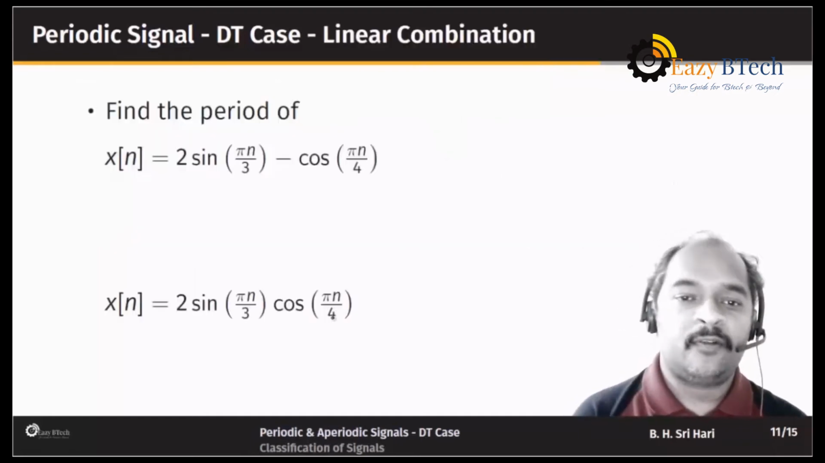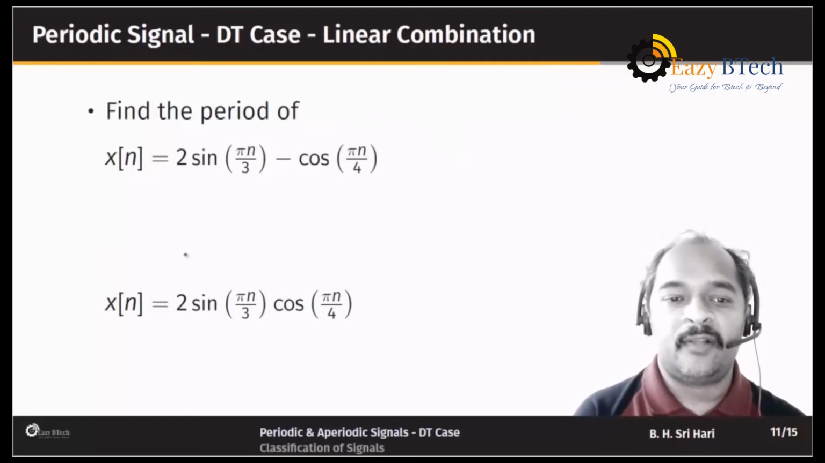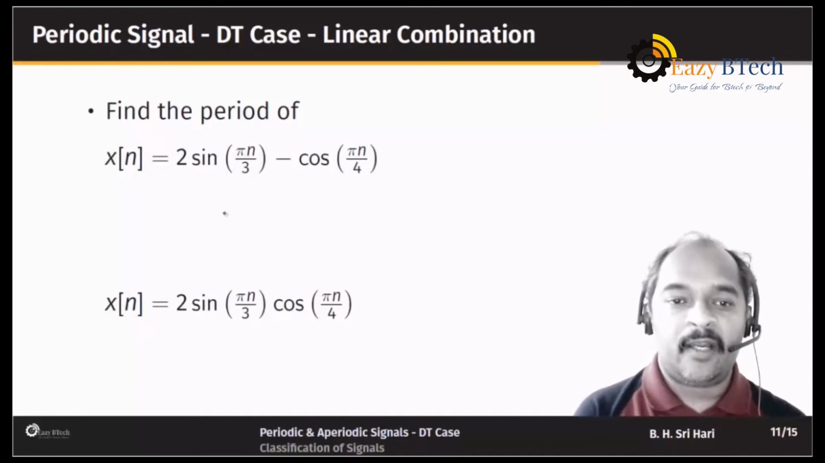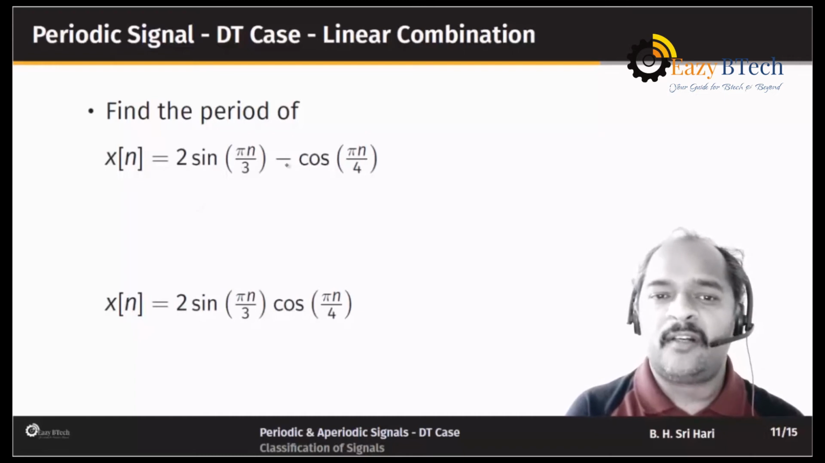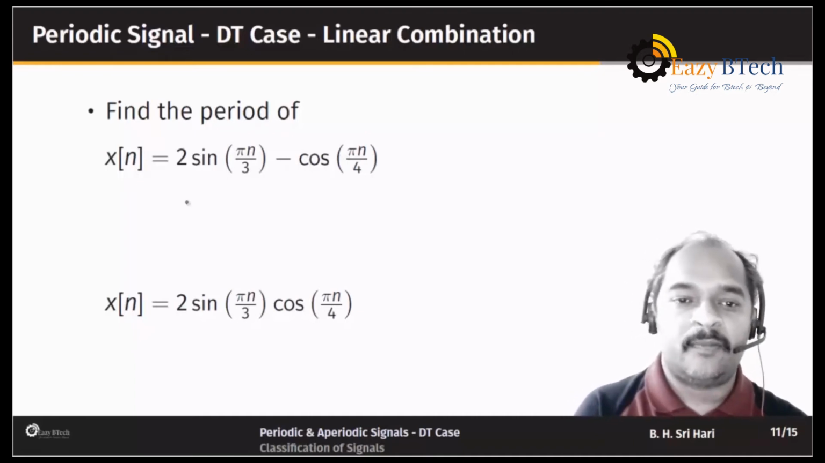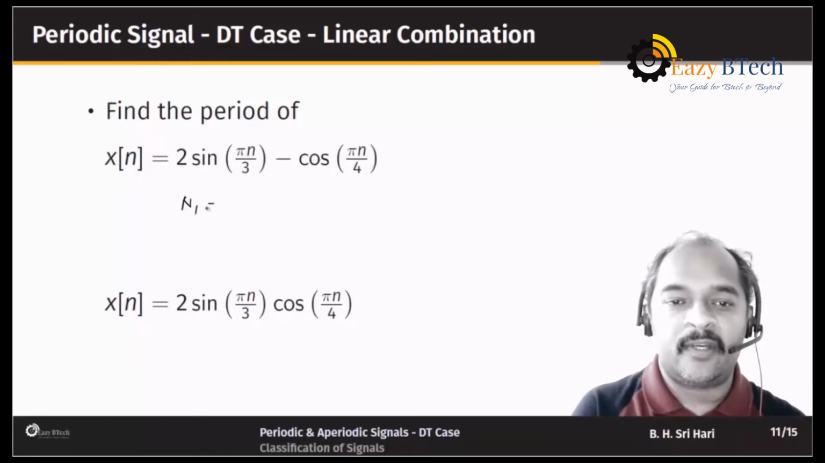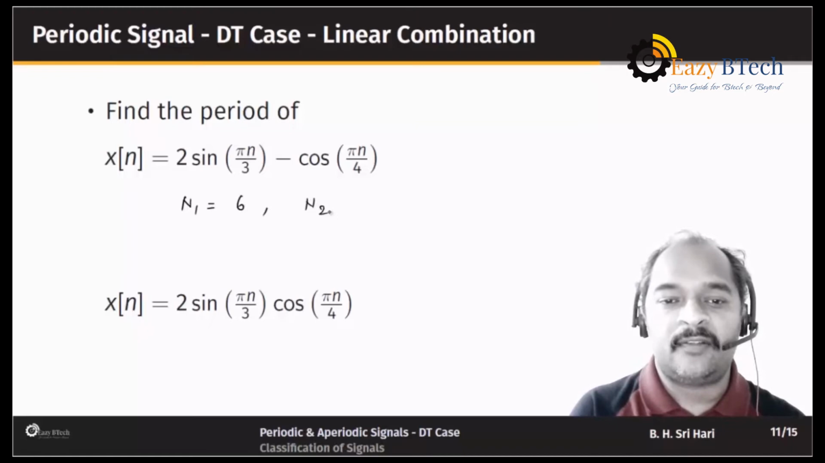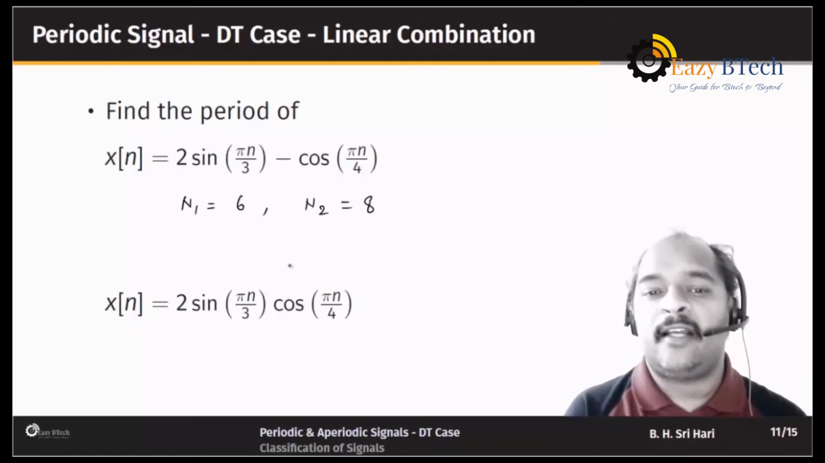Right. So here we will take a few examples. Let us take the first signal to be 2 sine of pi n by 3 minus cos of pi n by 4. We want to check whether this signal is periodic or not. The signal looks like a x1 of n, and instead of plus we have minus, so that's okay. It looks like a x1 of n plus b times x2 of n. What is the period of the first signal? You can easily see that it is equal to 6. And what is the period of the second signal? You can easily see that it is equal to 8.